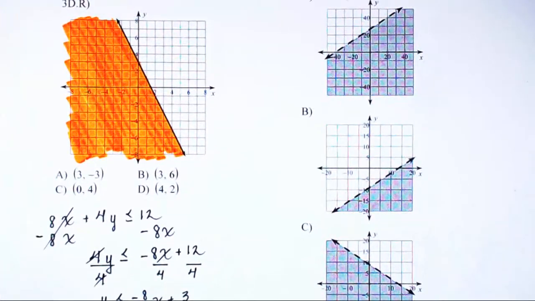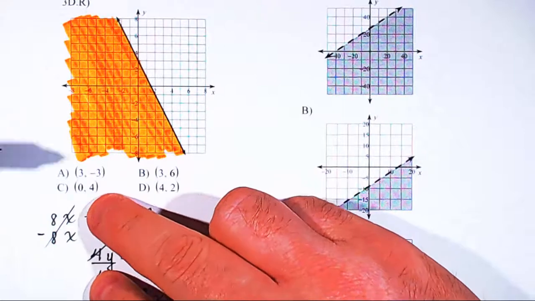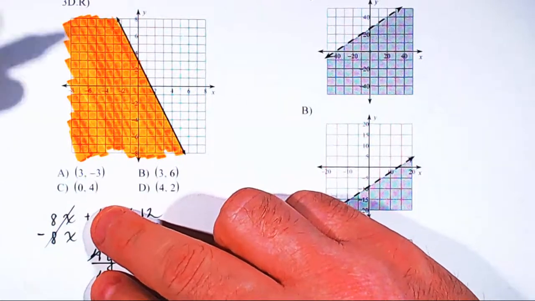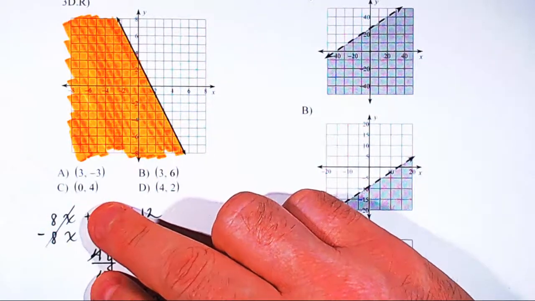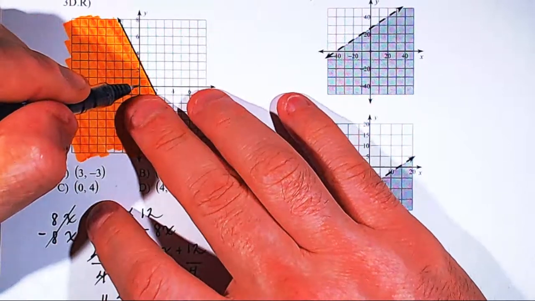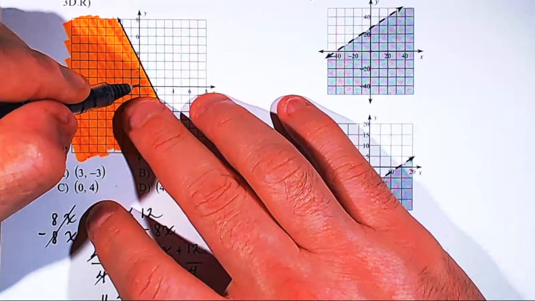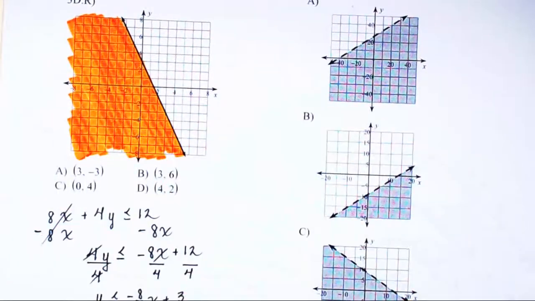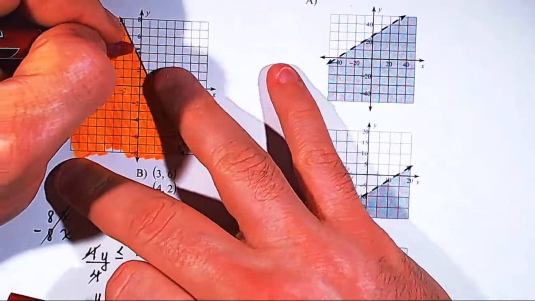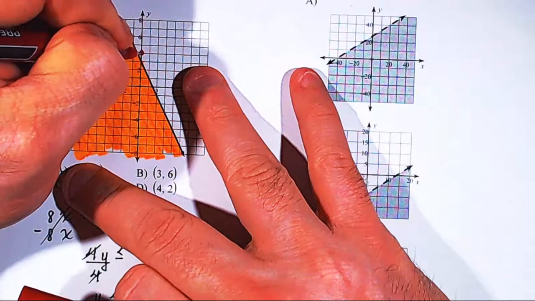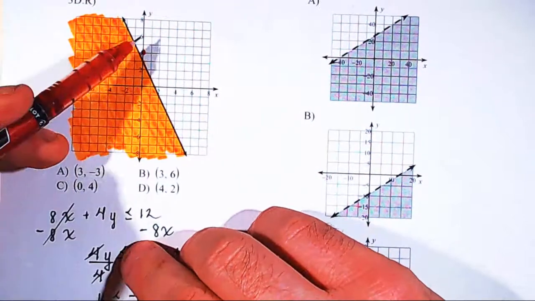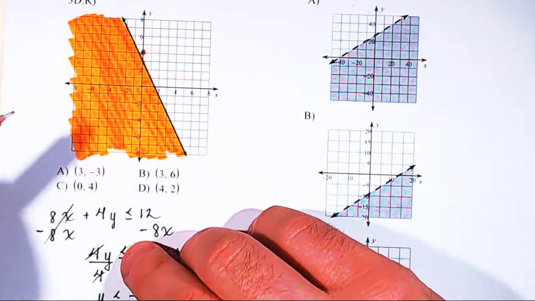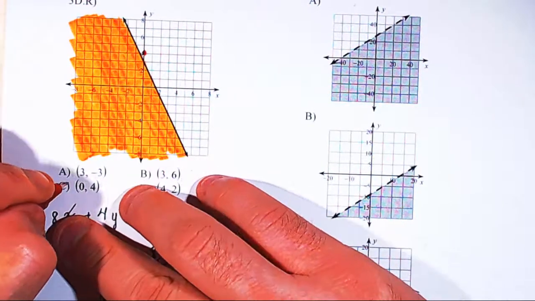So let's check our values now. Let's skip A for a second. Let's look at 0, 4. So let's go to 0 right here and then go up 4. 1, 2, 3, 4. Actually, want to use a different color here. So there's that point 0, 4. And do you see how it's above the line? So it can't be 0, 4.